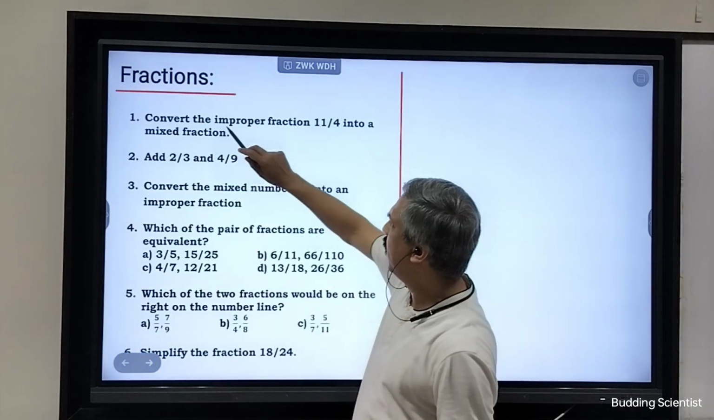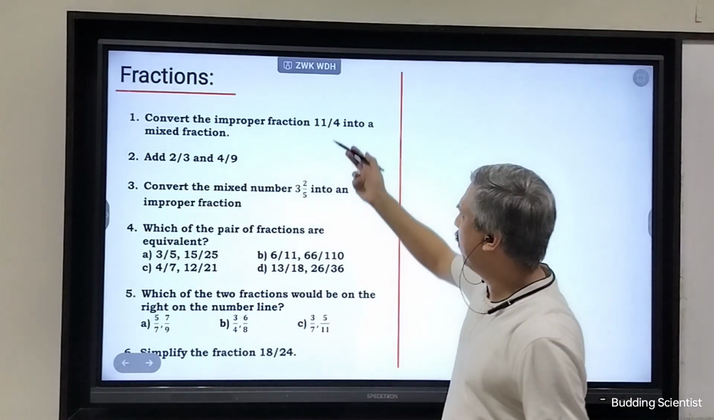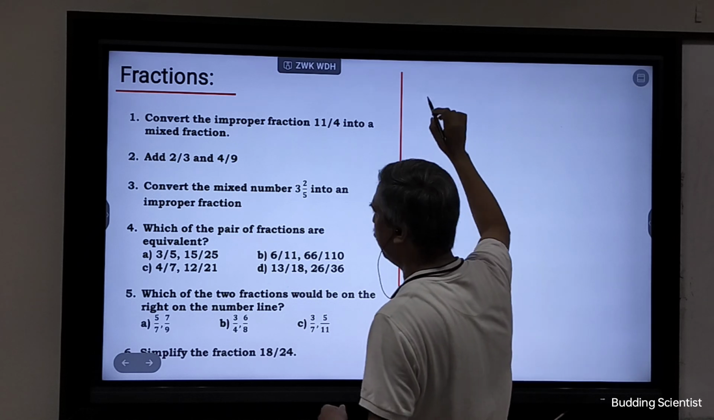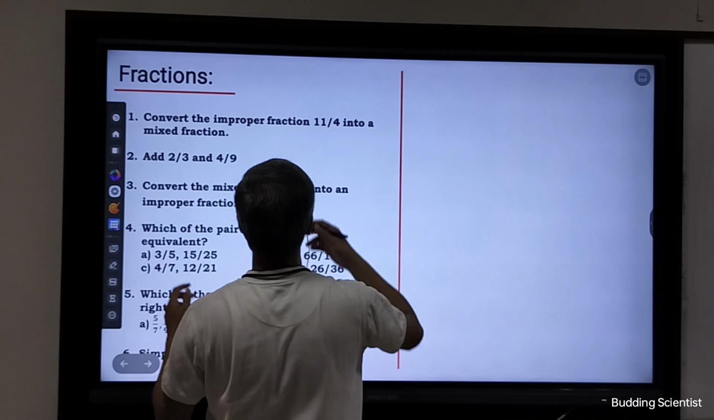The first question is convert the improper fraction 11 by 4 into a mixed fraction. Improper fraction, yes, the numerator is greater than the denominator. It is an improper fraction. So I'll convert this. And how to convert this? Let's start.